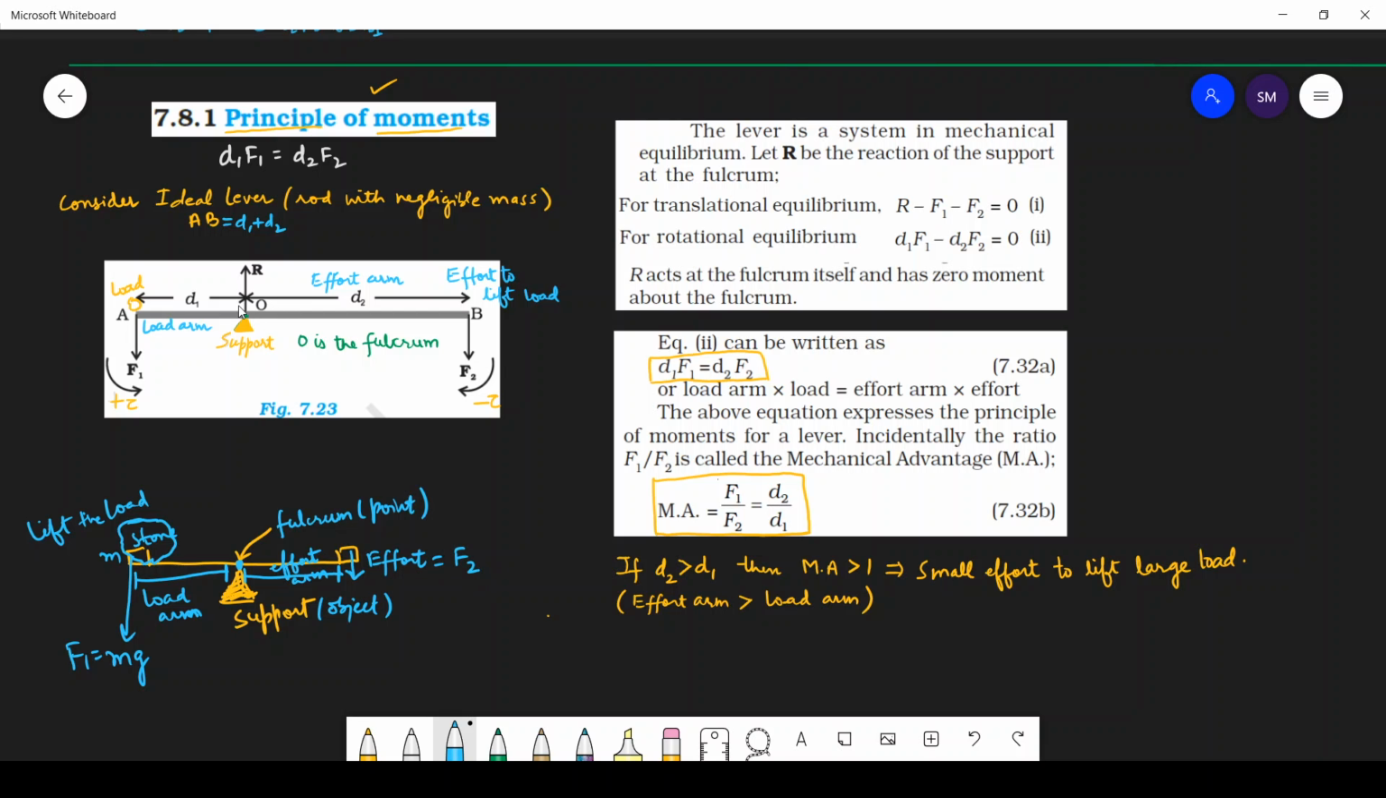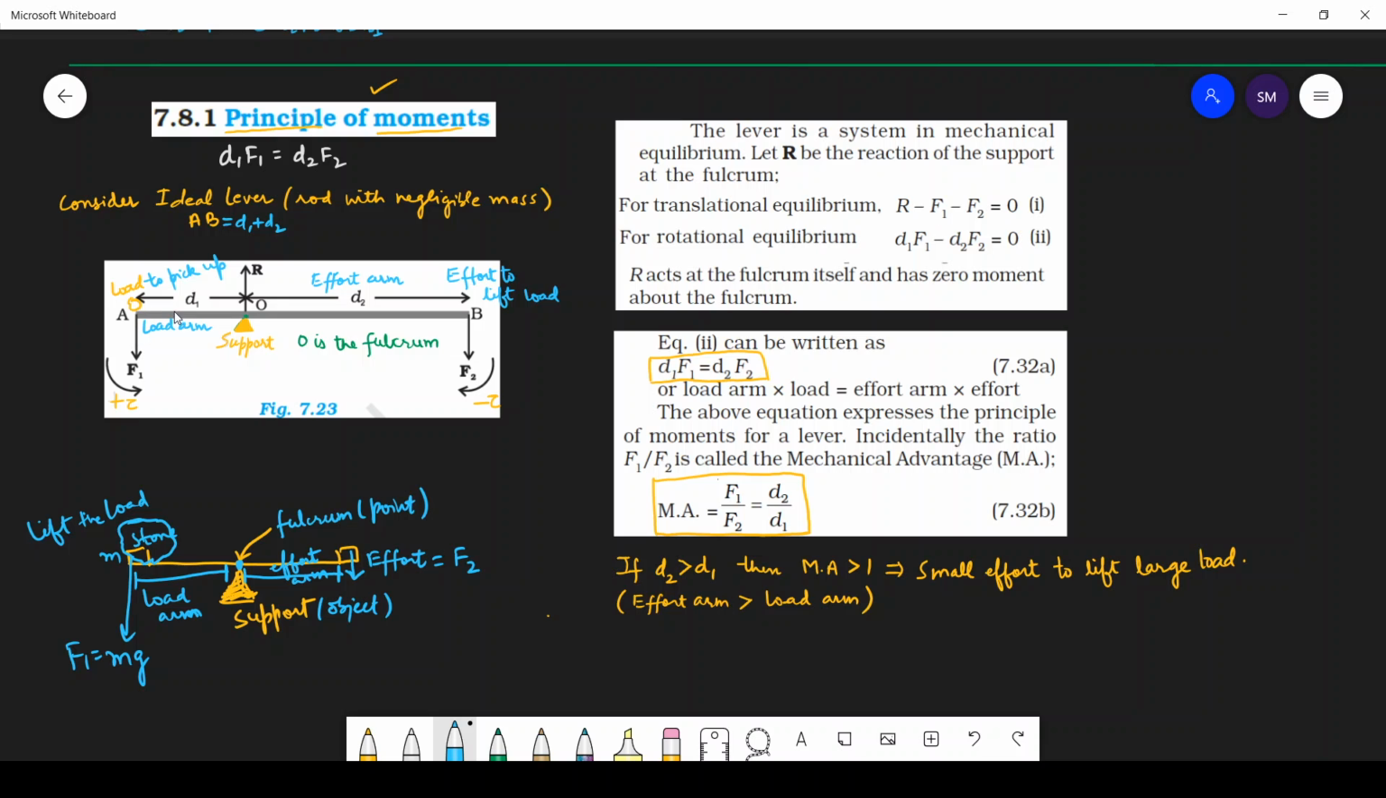So this is a very simple figure. This is your support and this is the load that you want to pick up. You are putting in effort to lift the load. Is this clear to everyone? So what is the principle of moments? The principle of moments is so simple: D1 into F1 is equal to D2 into F2.